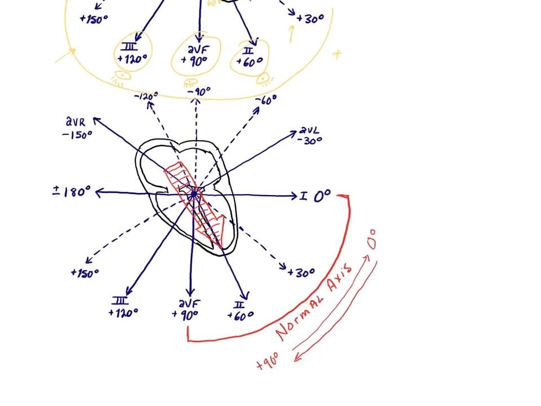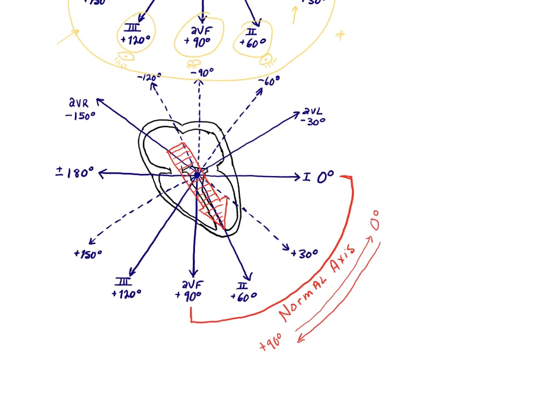And so, down here, the normal axis is an arrow that goes from 0 to positive 90 degrees. And does that make sense why we would say that's normal? So this general area here is your normal axis, from positive 90 to 0, or 0 to positive 90. Does that kind of make sense?